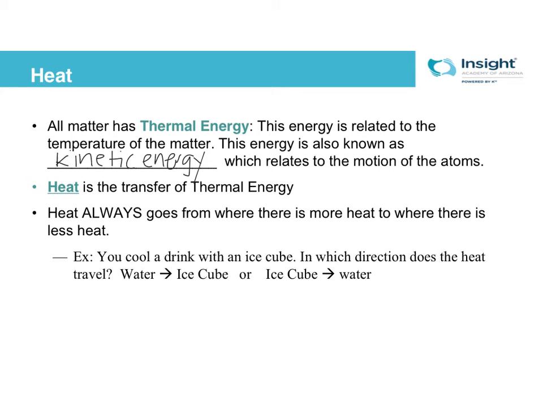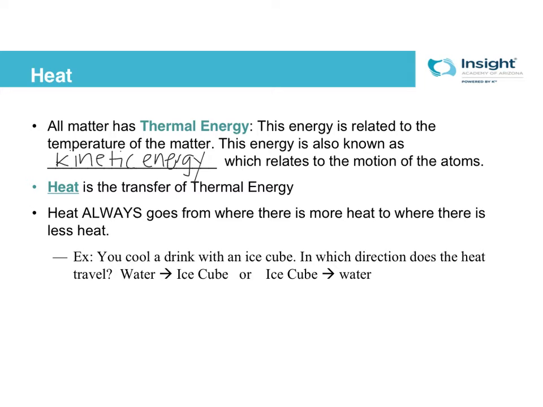Heat, on the other hand, is the transfer of thermal energy. It's a measure of how much thermal energy is transferred. Now, heat will always go from where there is more heat to where there is less heat. It's kind of like the concept of diffusion, where if you have a smell concentrated in one area of the room, it disperses itself to the rest of the room. It's going from high concentration to low concentration, and it's going to keep doing that until everything has the same amount of heat, which would also mean that everything has the same temperature.